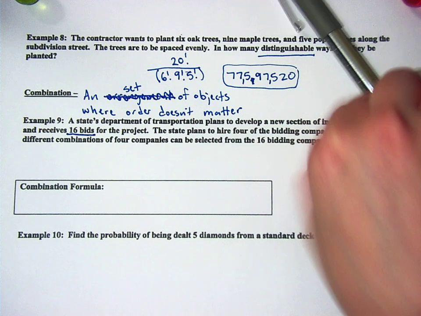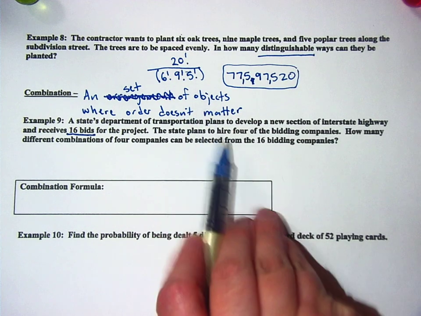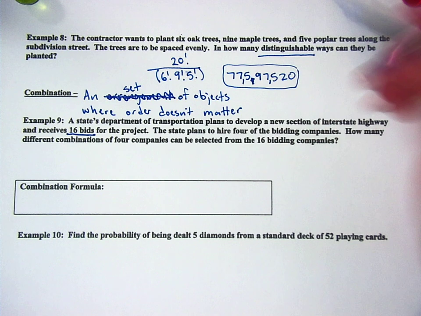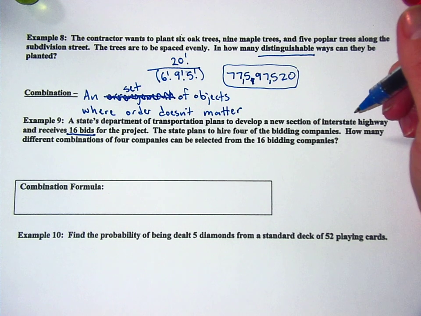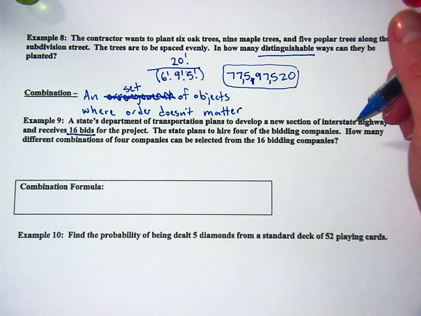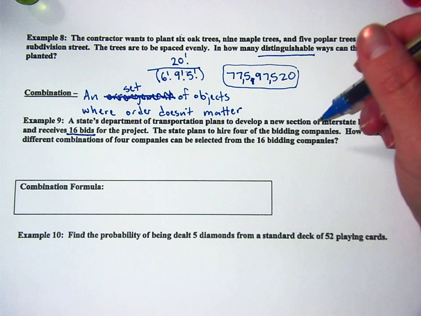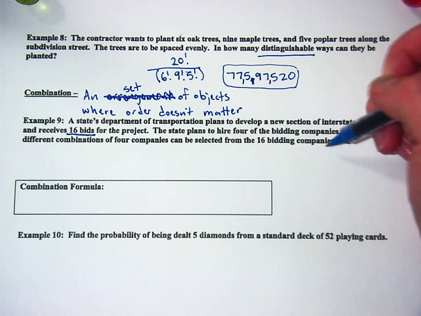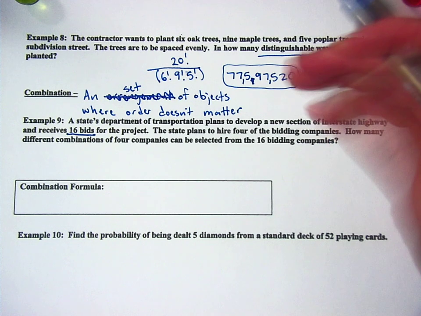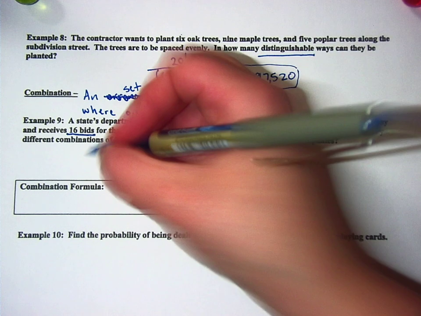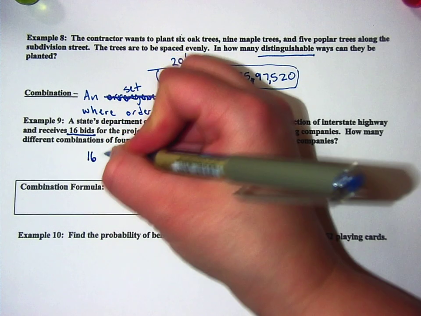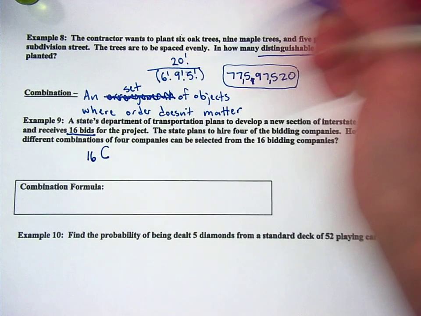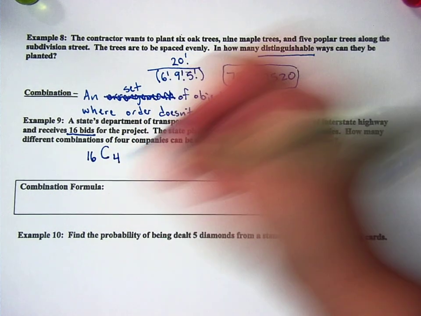So, a state plans to hire 4 of the bidding companies. How many different combinations of the 4 companies can be selected from the 16 bidding companies? It doesn't matter the order in which they get these companies. All that matters is who they pick to do the project. So there are 16 choices here, and we're going to choose, that's a combination, 4 of them.